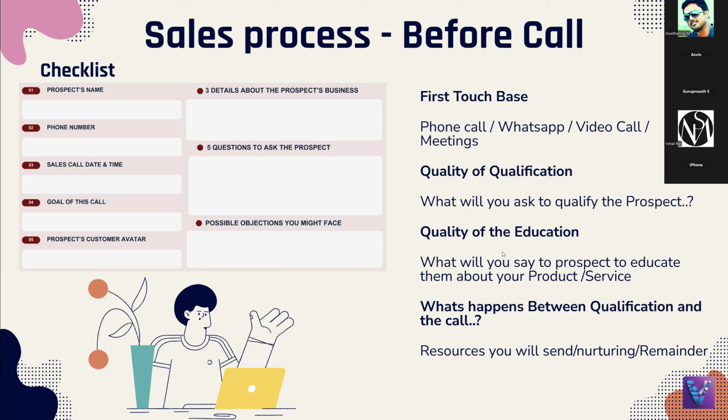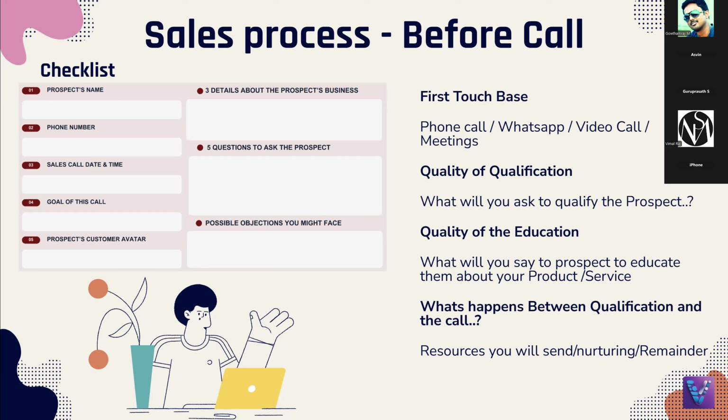And another is quality of education. It's nothing but what points you need to educate your customer relevant to your product or service. Without knowing the information of your products, they are not ready to purchase. So in that case, what are the things you need to highlight? Providing the educational points relevant to product or service.